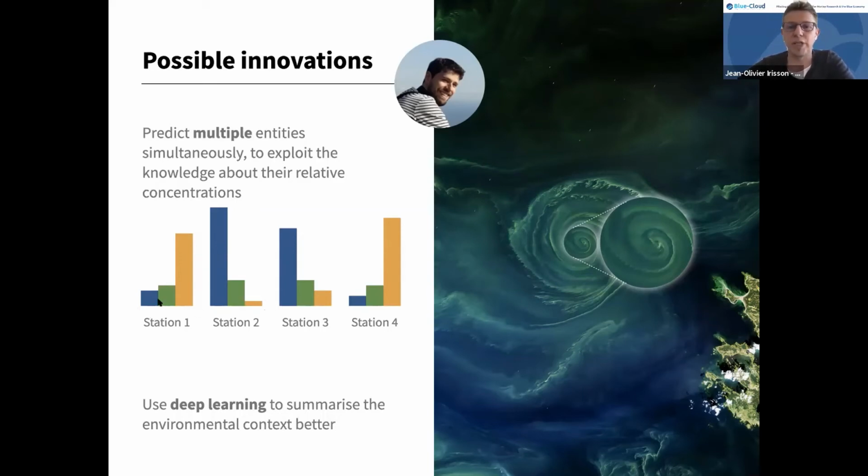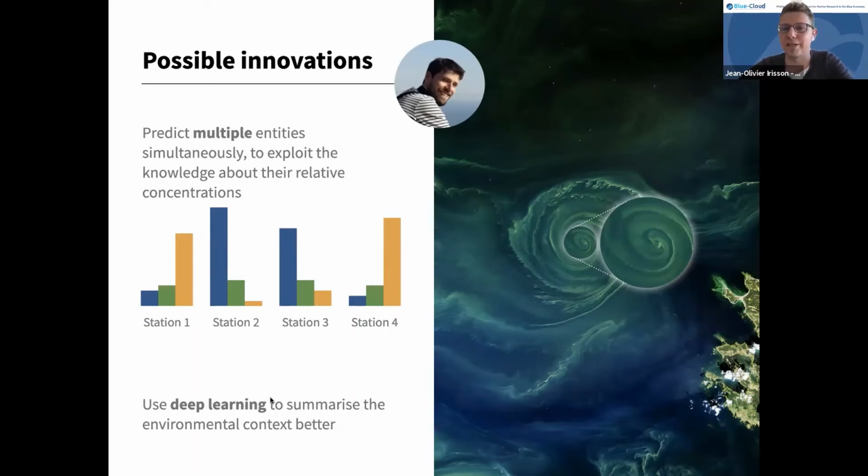So it means that instead of predicting them one by one and potentially predicting things that do not occur in nature, like the blue and the yellow both high at the same time, what we can do is try to predict the whole community or a subset of it together, and in that case exploit the additional information that we have from the observed relative abundances. Okay, so that's one thing that we're going to try to extrapolate more efficiently from 150 stations, which is of course a huge effort in terms of sampling, but is actually not very much in terms of machine learning.